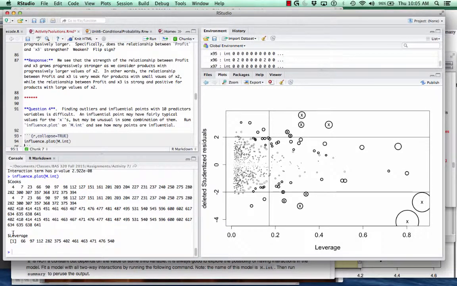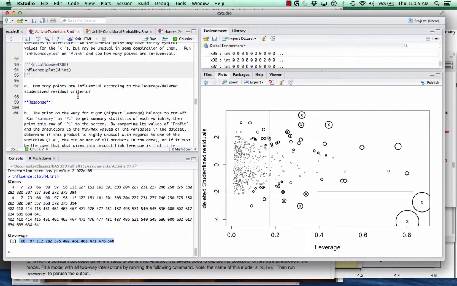So when we run the influence plot, if we look at what's underneath the $leverage, this gives us the row numbers of those influential points. And the first thing we're being asked is how many points are influential. Well, 1, 2, 3, 4, 5, 6, 7, 8, 9, 10, 11 points here.